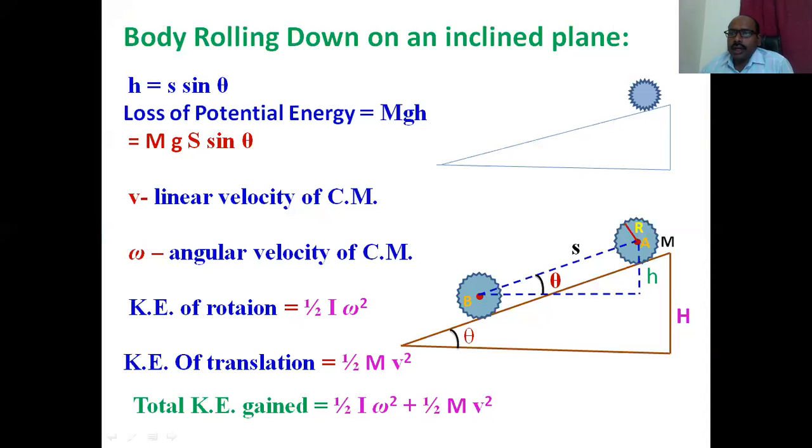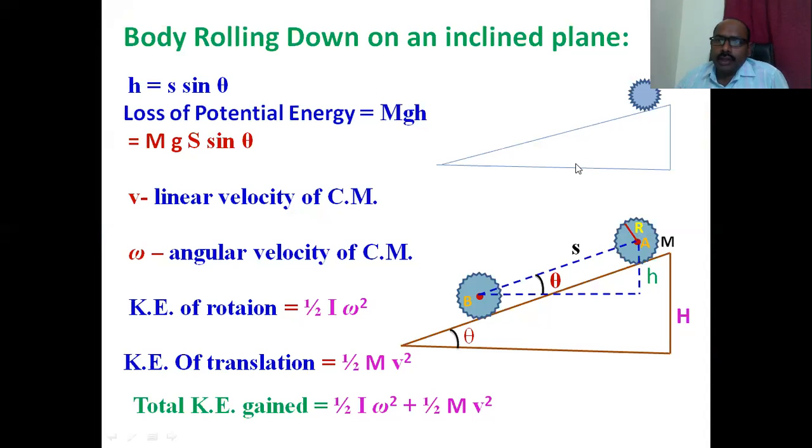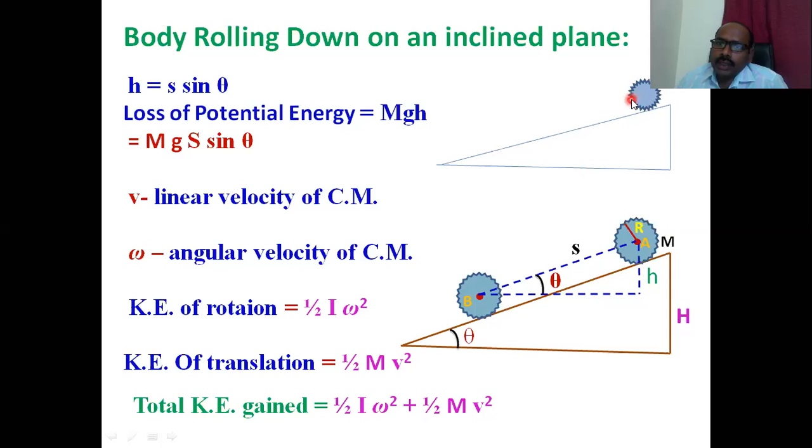Here we are considering an inclined plane, and we are considering a cylindrical object. What we are seeing here is the cross sectional view, that means one end of the cylinder. So that cylinder is rolling down just like this. You see the motion.